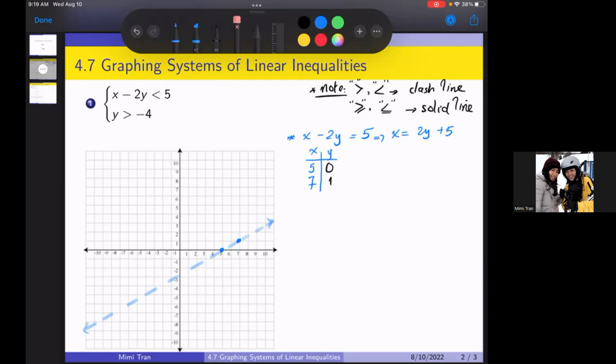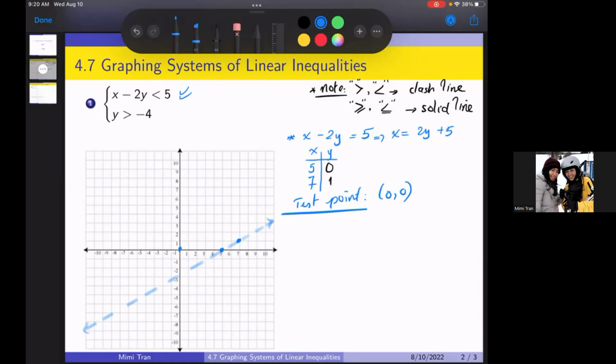Now, one thing: if the line goes through (0, 0), do not pick (0, 0) as the test point because it's not gonna work, right? Only if it does not go through 0. In this case, it's not going through 0. So I'm gonna pick my test point, my favorite, (0, 0) right here. I'm gonna plug (0, 0) into the very first inequality. So you plug it back here.